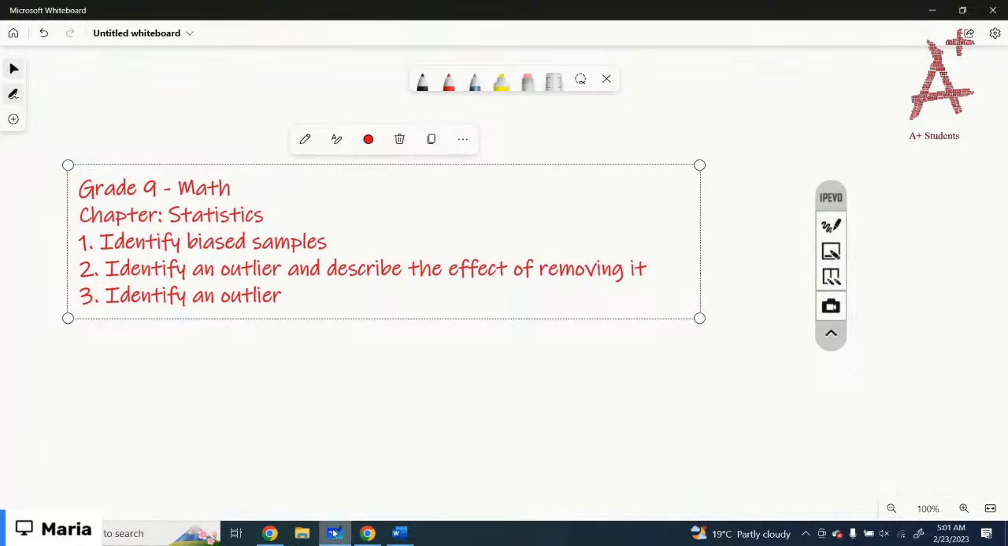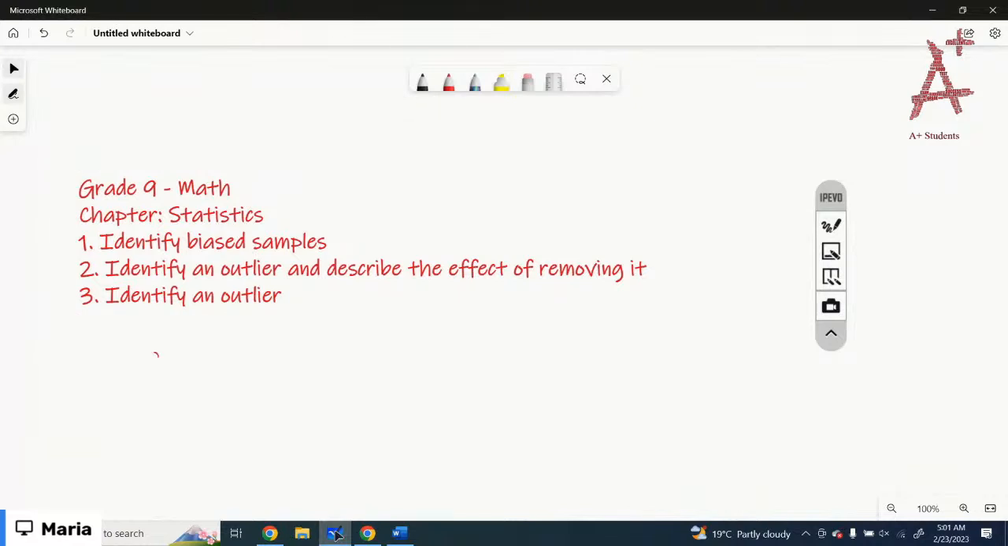So we're going to start with grade 9 maths. You can find all the lessons on aplusstudents.com. You have to log in there using your email address, and the password is provided by the administrator. Then you have to select math from the subject tab, scroll down to grade 9 maths, and then click on view all lessons. There you can find a list of the chapters.